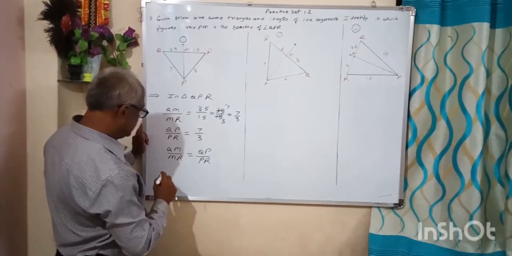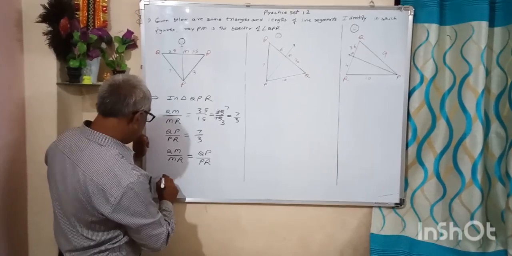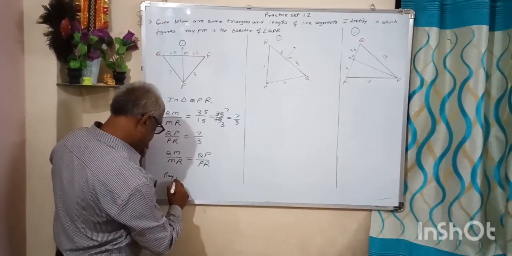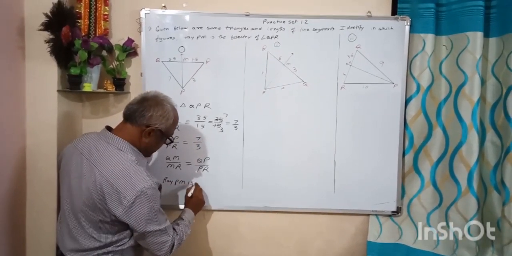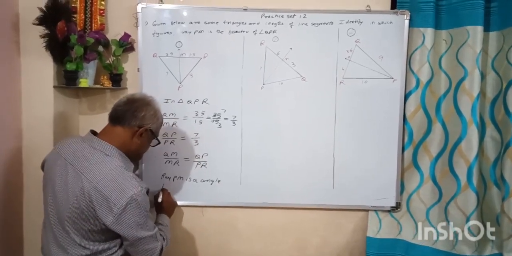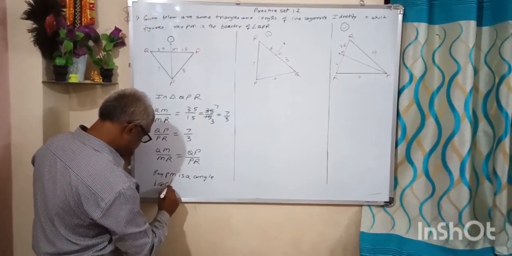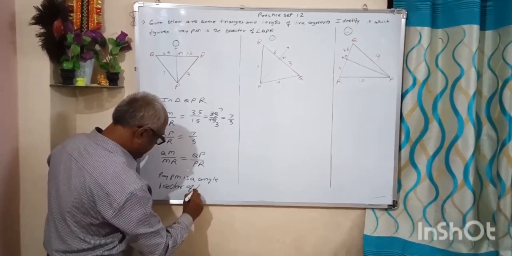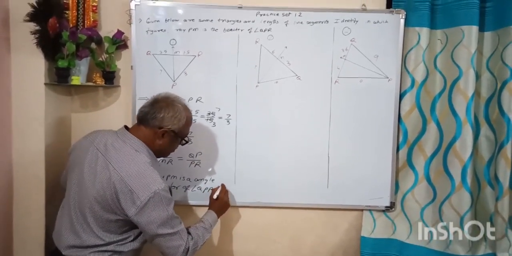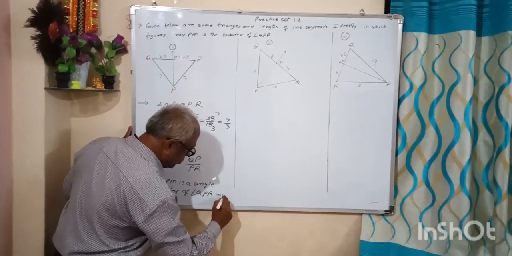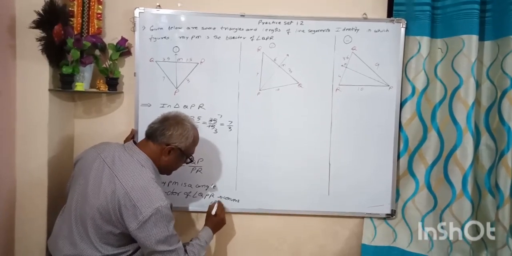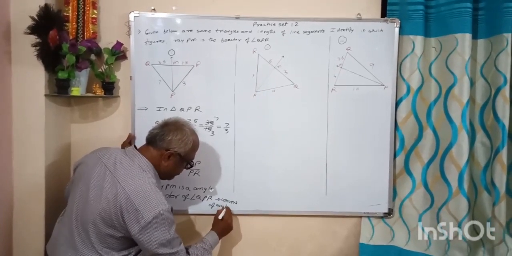Therefore we can say that ray PM is an angle bisector of angle QPR by the converse of the angle bisector theorem.